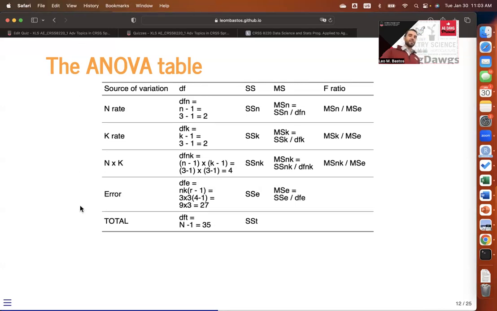Okay, so let's walk through what's going on here. Normally, you would see ANOVA tables that at least have a source of variation and potentially a p-value column, which we don't even have here. But source of variation is important because this is going to have a line for each one of the terms in your effects model. If you look here, there's N rate, potassium rate, the interaction, and the error. The error is the residual, the E term.